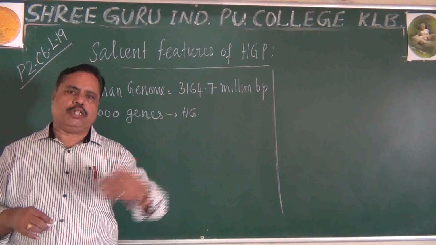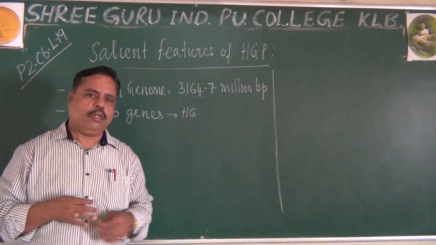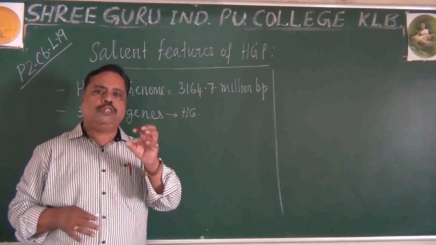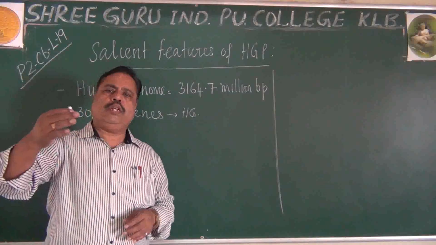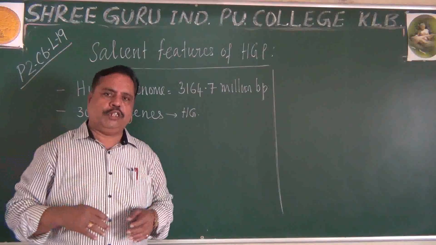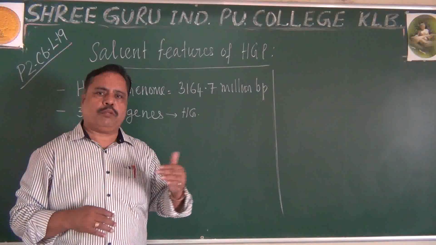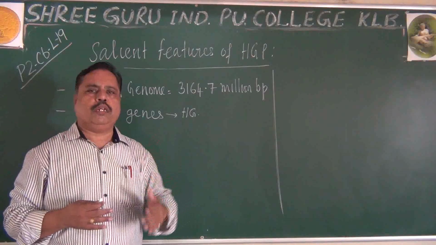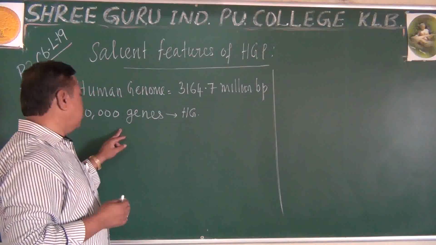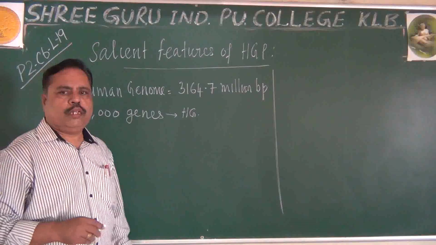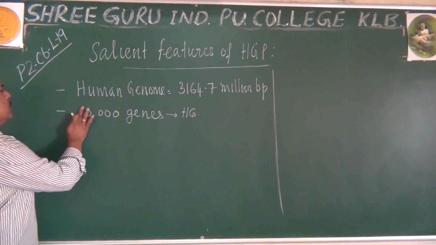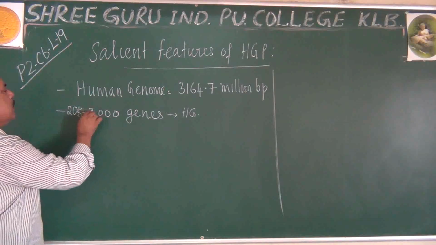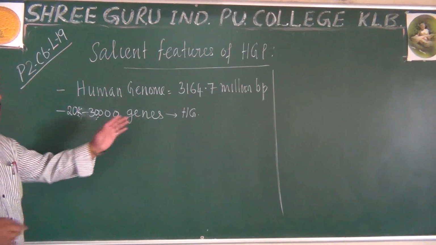Previously, before this project, scientists believed that the human genome must have somewhere between 80,000 to 1 lakh genes in it. That was the belief before the project, before 1990. But in 2003, it was proved that the human genome is made up of only 30,000 genes, somewhere between 20,000 to 30,000. Only 20,000 to 30,000 genes are present in the human genome.